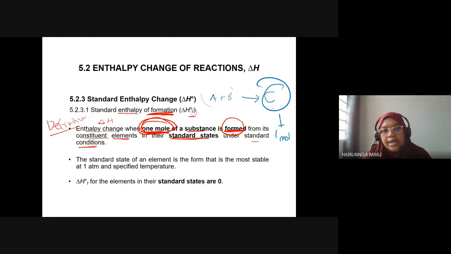Okay. This is where standard enthalpy formation comes from. This C must be 1 mole. By definition, 1 mole of substance is formed from its constituent elements in the standard state. Under standard conditions, you know, the temperature must be 25 degrees Celsius, pressure must be 1 atm, and concentration, if applicable, must be 1 molar.